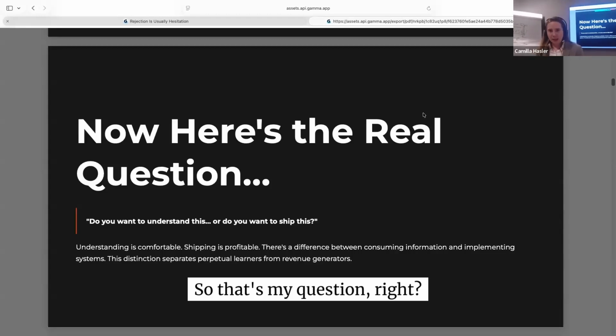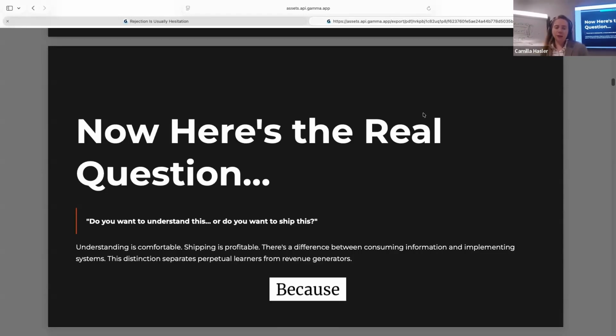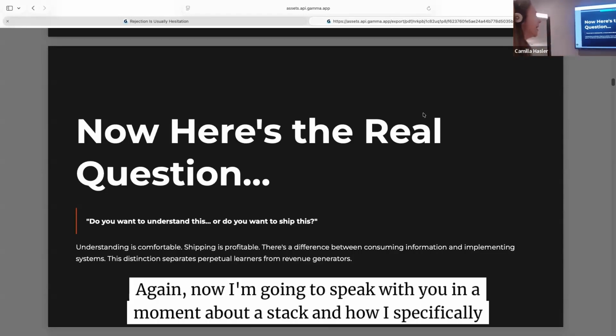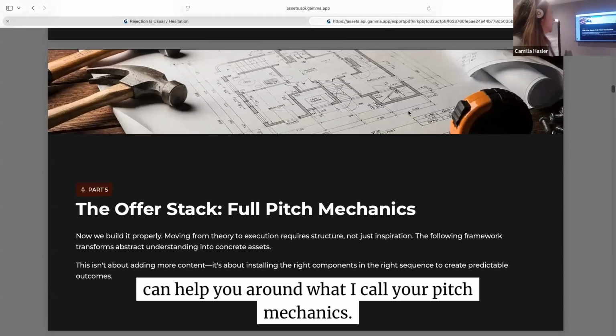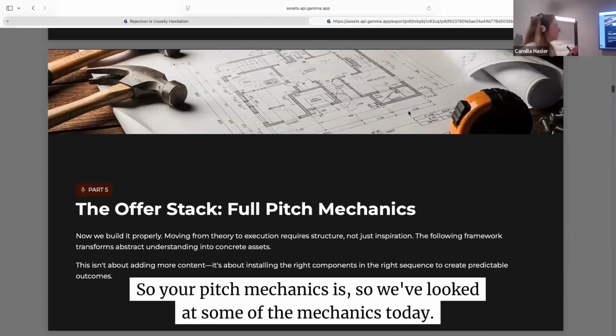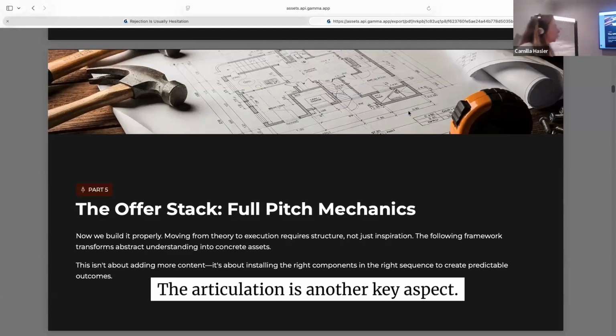So that's my question, and it's always a key question: do you want to understand what you learn? Because now I'm going to speak with you in a moment about a stack and how I can specifically help you around what I call your pitch mechanics. We've looked at some of the mechanics today. We've looked at the structure. The structure is one aspect. The articulation is another key aspect.